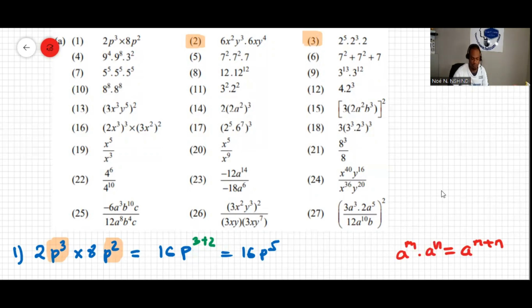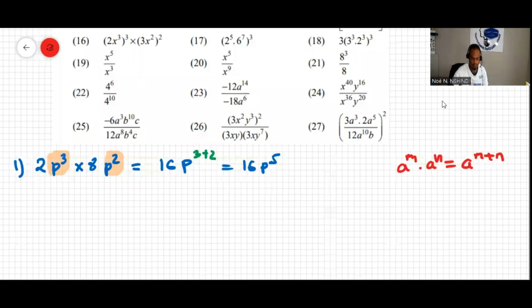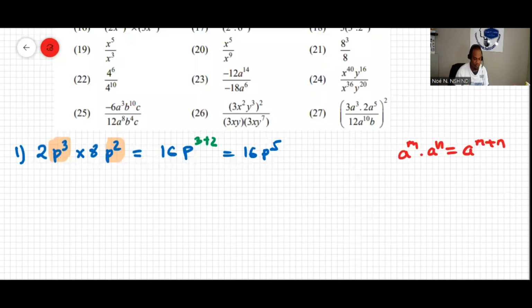Let's do them. Question 2 says equation 2 was 6x squared y to the power 3 multiplied by 6x y to the power 4. Okay, let's first calculate the constants, 6 and 6. 6 times 6 makes 36.